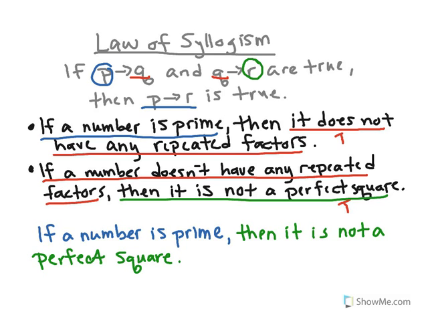It's nice to write it this way instead, because it's a little bit shorter than writing out both statements at once. So if a number is prime, then it's not a perfect square. That's how the Law of Syllogism works. And that concludes this tutorial.